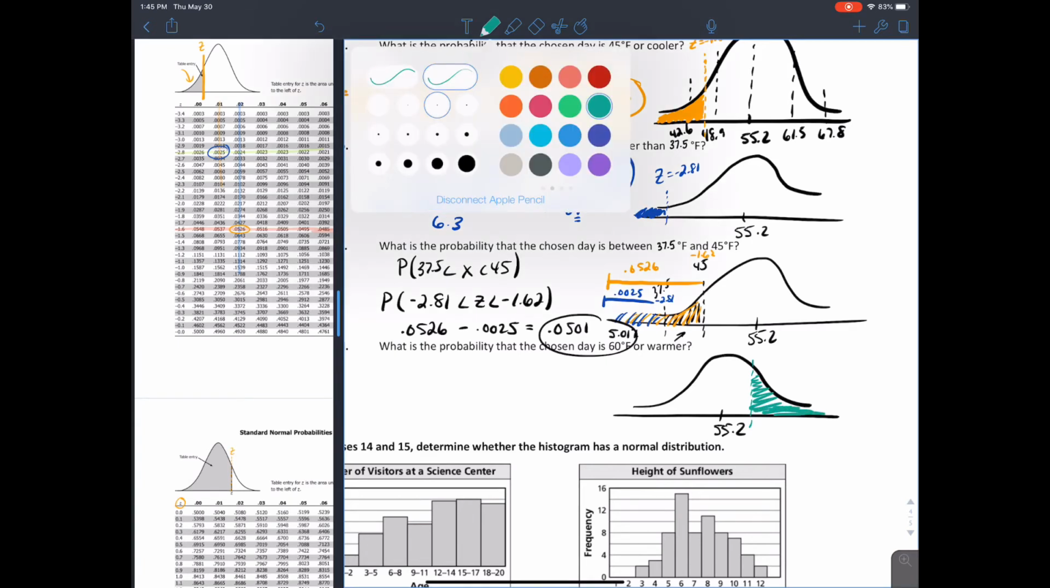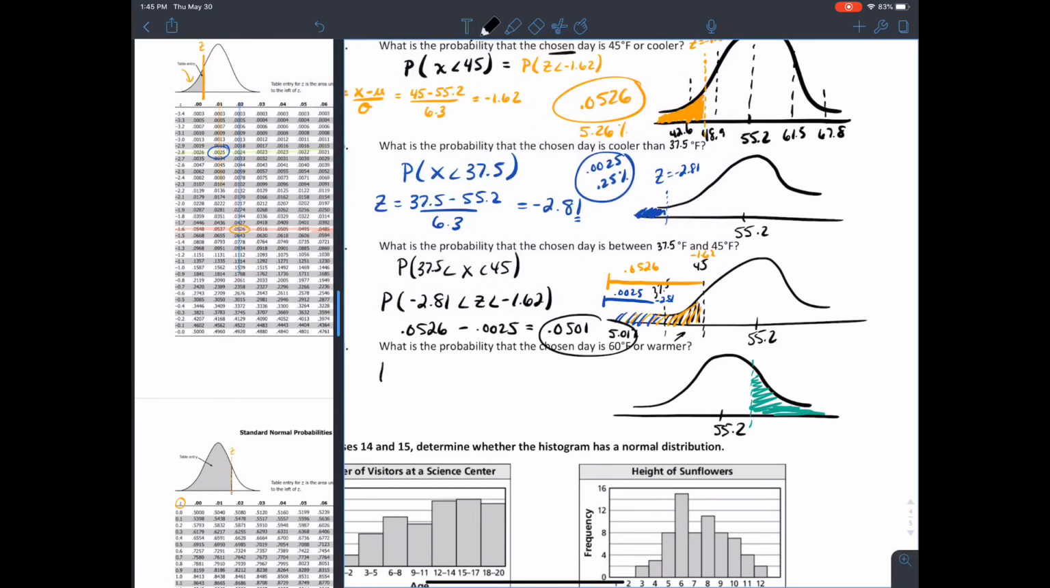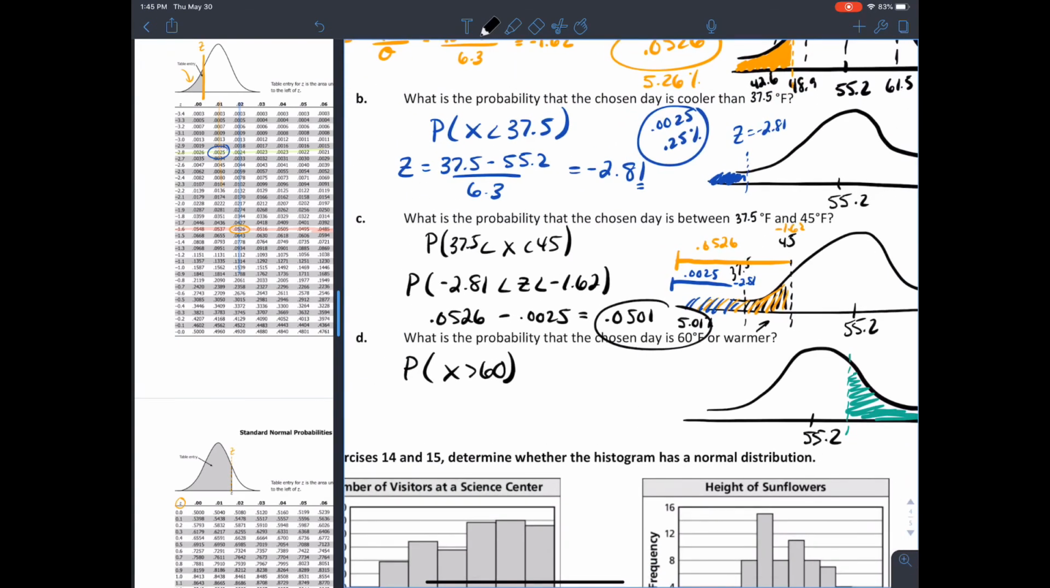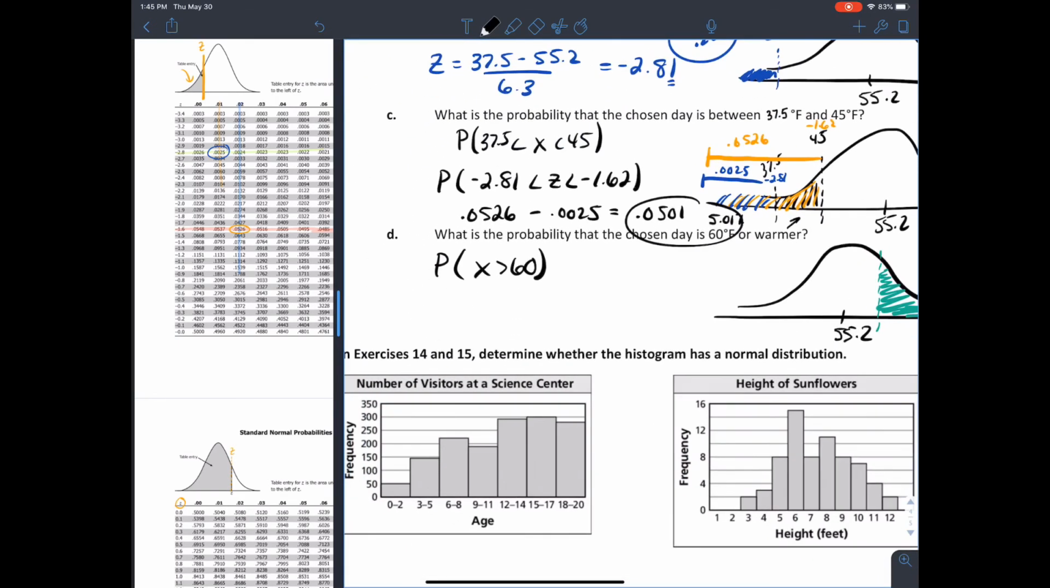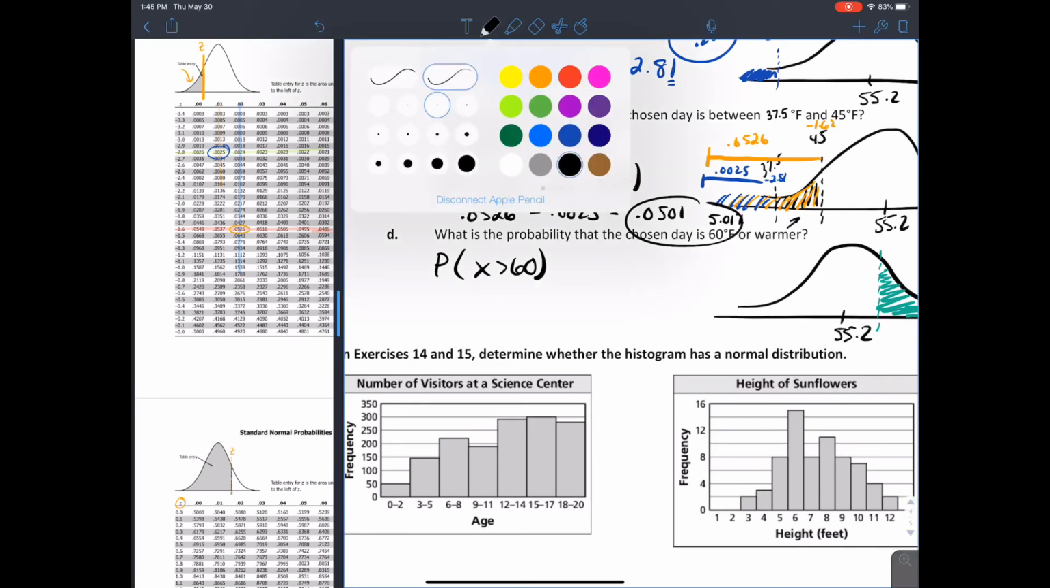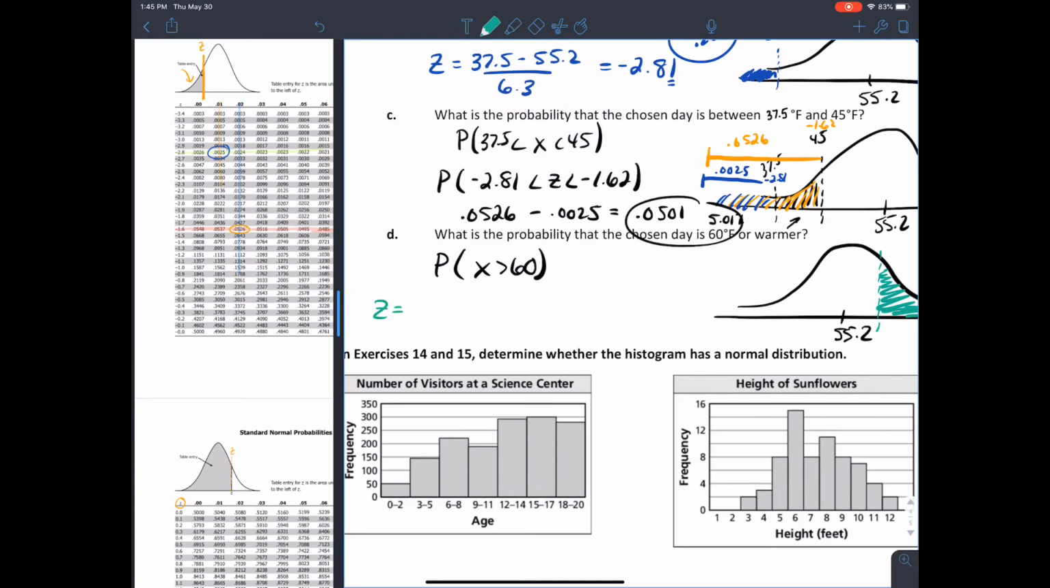Now, as symbols, we are looking for the probability that on any day, the temperature, which is just some random thing, so we'll call it X, is bigger than 60. Well, again, this is not a perfect standard deviation away, so we can't use X's. We need to convert that to Z's. So the first thing we'll do is get the Z-score. The Z-score would be the X value, so 60, minus the average of 55.2, divided by 6.3.